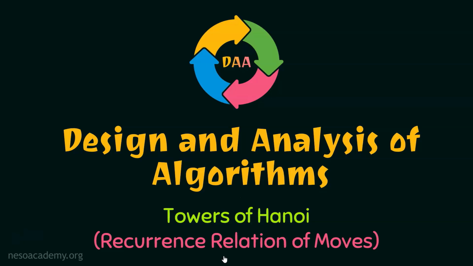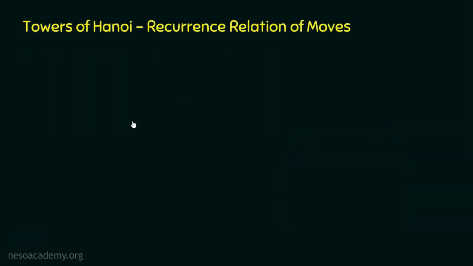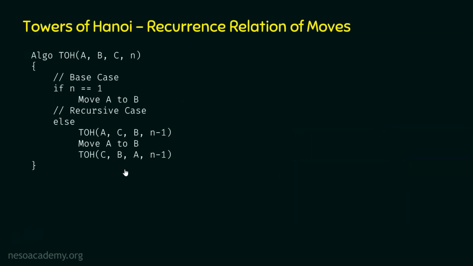Let's get started and let's see what are the topics. The topic of this lecture is Towers of Hanoi, recurrence relation of moves. So let's proceed and let's understand how to write the recurrence relation of moves of Towers of Hanoi from the algorithm. We saw this algorithm in our previous lectures. We know this algorithm has the capability to solve the problem of Towers of Hanoi, that is, to transfer the disks from one peg to the other.